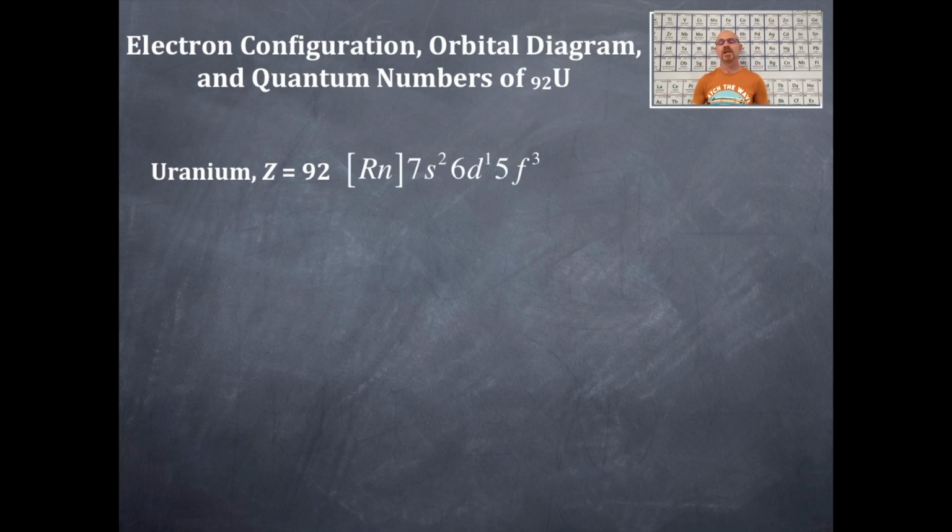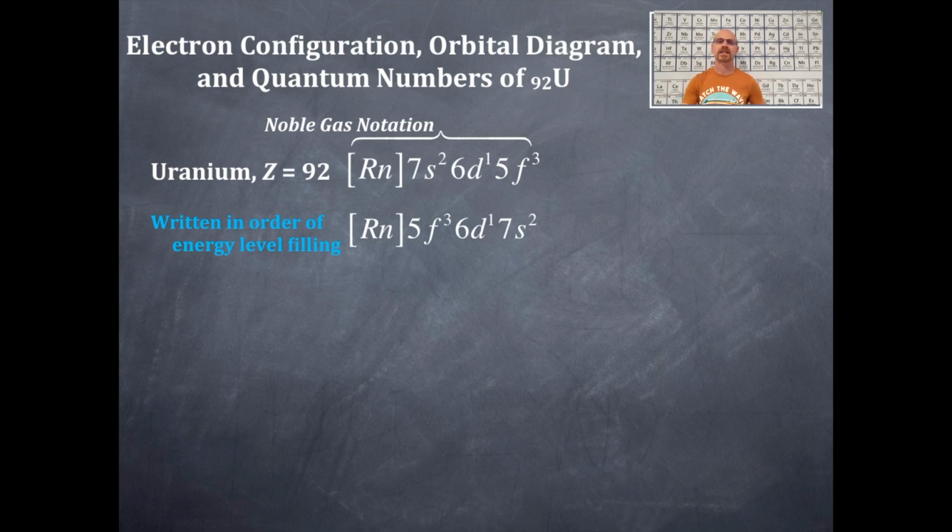So, here we go. There's the noble gas notation of uranium. That's radon and a 7s2, 6d1, 5f3. That's the noble gas notation, that whole thing right over there. There it is in the order of filling. That is lowest energy first. That's why the 5 is interior, then the 6, then the 7. The 7 is on the outside. That should tell you also that uranium is in the boot. That's 2 valence electrons, that's 7s2. I'll come back to that in just a little bit.